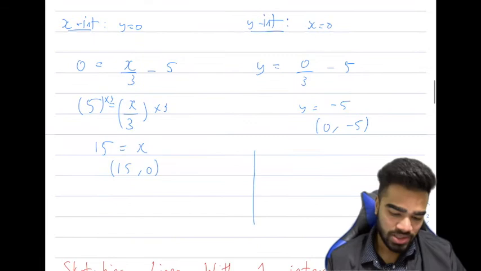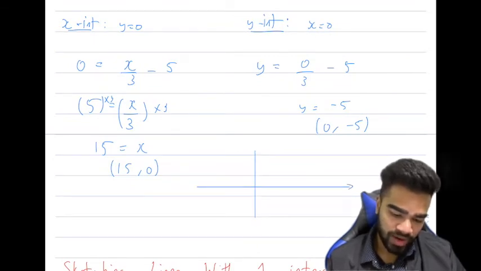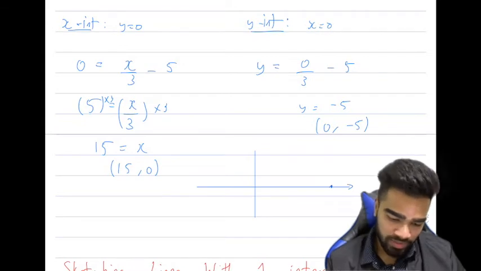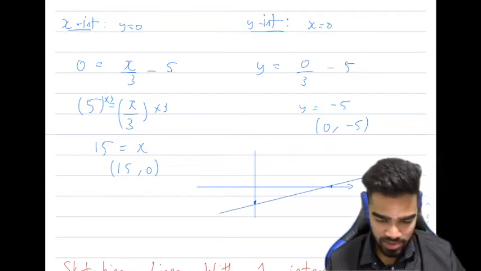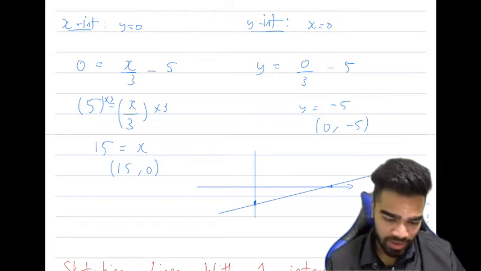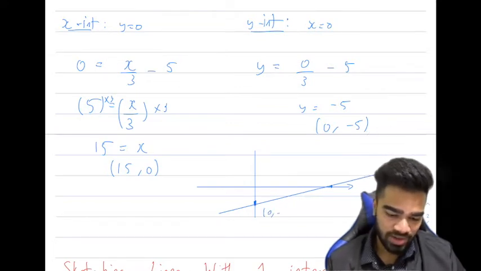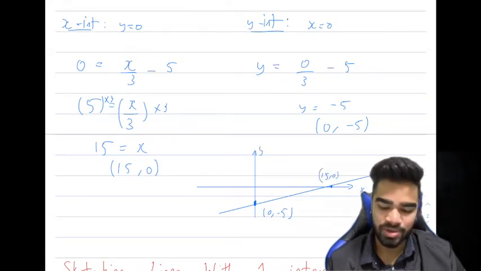All right, so let's do it. It's going to be 15 and 0. It's going to be a fair bit to the right. And 0, -5 is going to be at the bottom here. And then connect the dots. Damn it, I messed it up this time. Oh well, here you go. It's good enough. 0, -5 and 15, 0. Always label your coordinates, guys. Always label your coordinates. Very important.